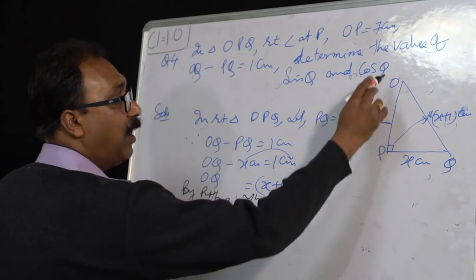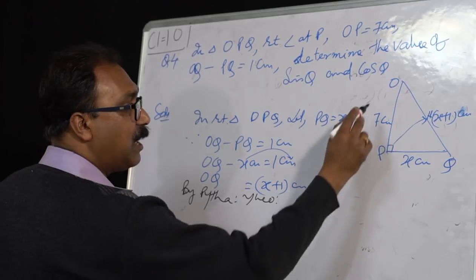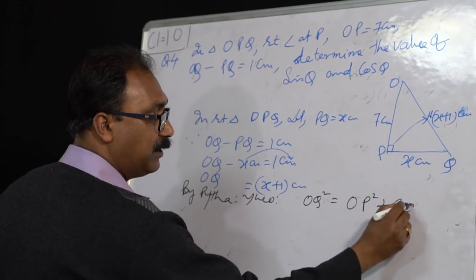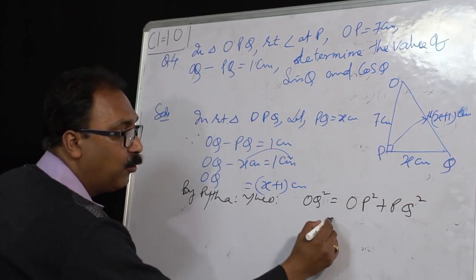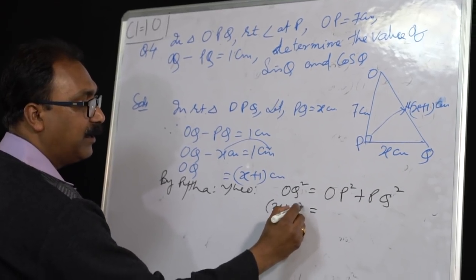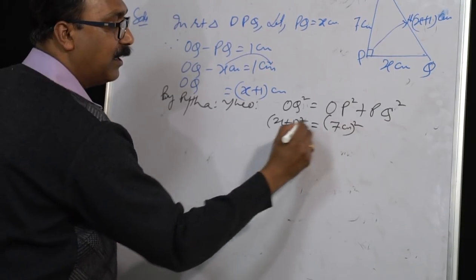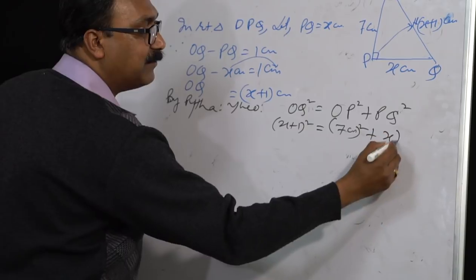What is that? Hypotenuse is here now. OQ square is equal to the sum of the squares of the other two sides. So, OP square plus PQ square. Clear? Now, OQ, what is that? X plus 1 whole square. What is OP? 7 centimeter whole square. This is all centimeter. Plus PQ also x centimeter whole square.